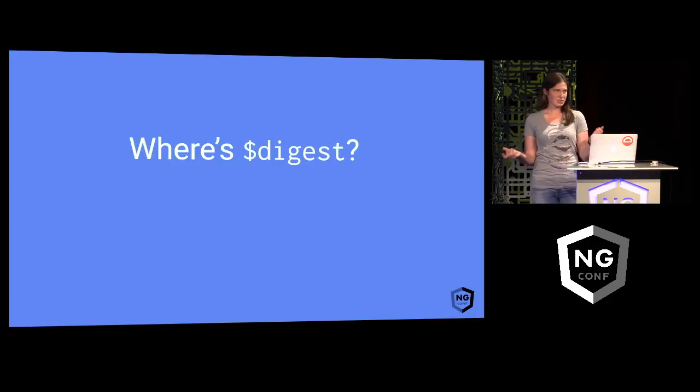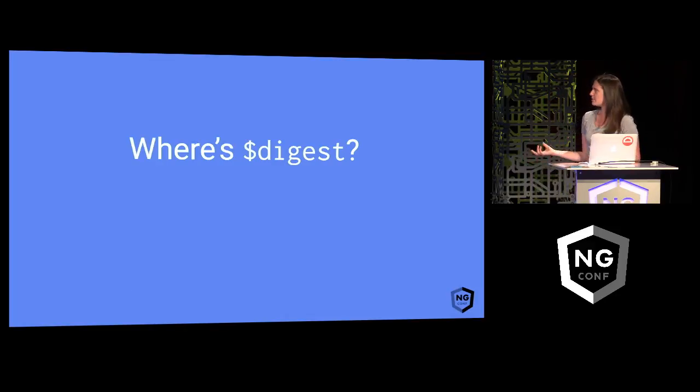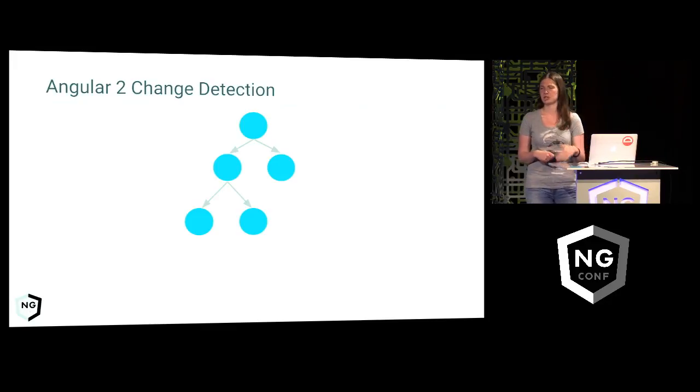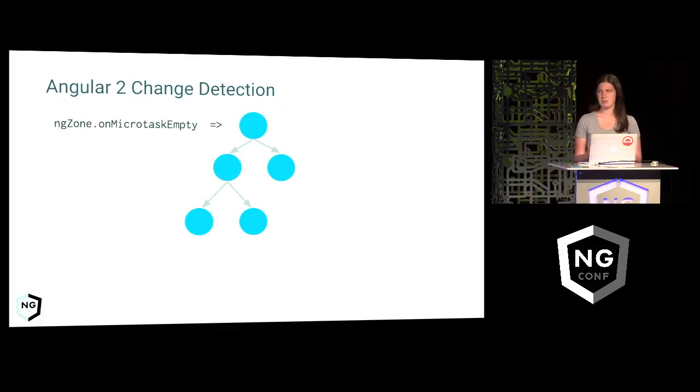And this gets back to a question that Brad alluded to at the very beginning of the day, which is: what happened to digest and apply? We don't have to call them anymore, which is great, but how does that actually work? Angular 2 change detection is run from your application's root component down through all of its child components, updating properties in a single one-directional pass. That's great, but how do we know when we need to run change detection? The answer, as you may have guessed, is zones.